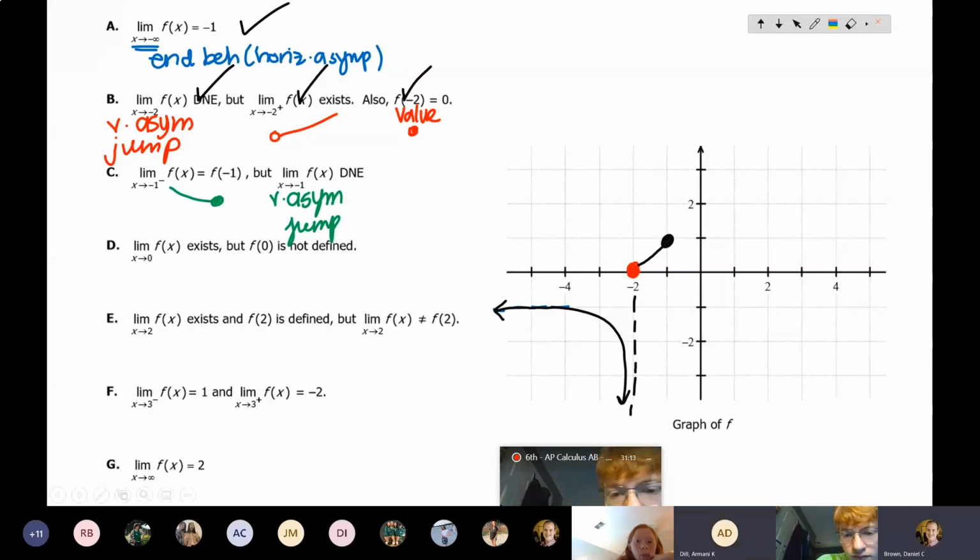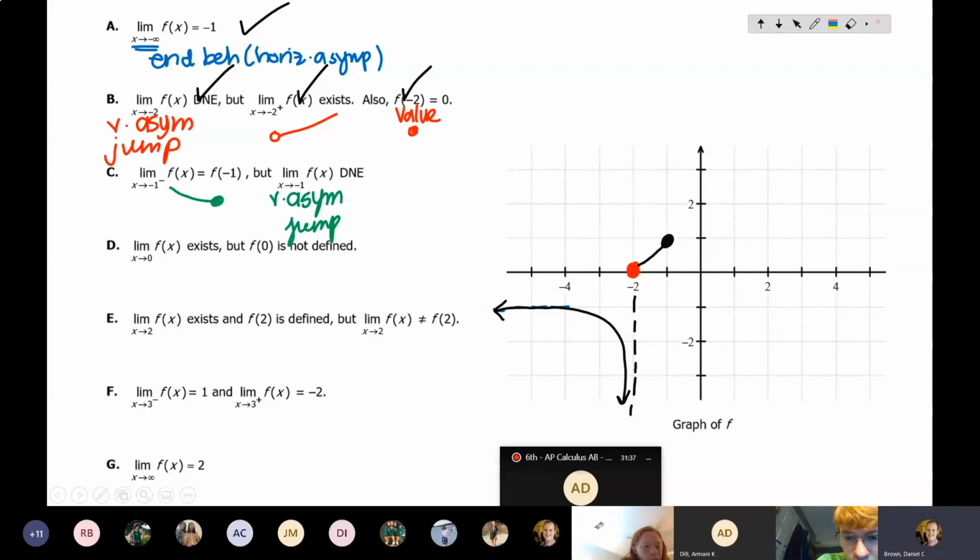Mr. Brown, I have a quick question. Yes. Okay. Why can you put a value there and also have a vertical asymptote there? Because it's a piecewise function and we can do whatever we want, is the short answer. Okay. This is not going to be a traditional family function or anything by any means.